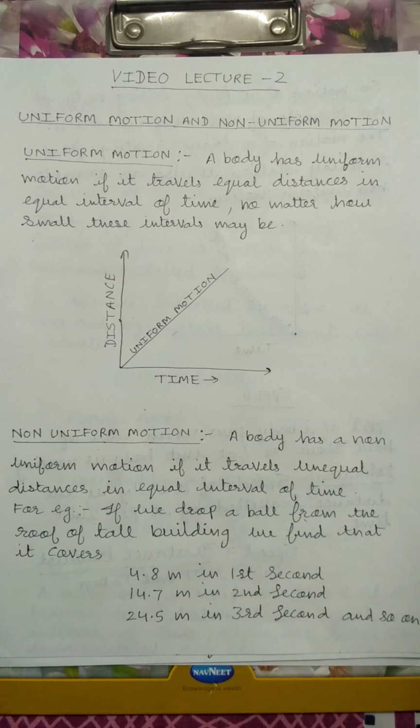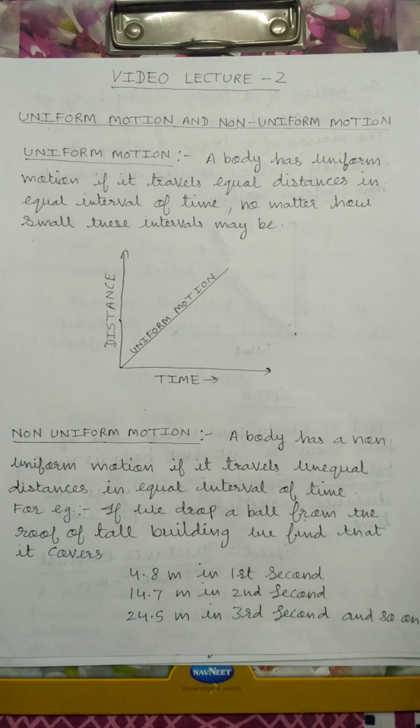So a body has uniform motion if it travels equal distances in equal intervals of time, no matter how small these intervals may be. For example, suppose a body is moving at a speed of 10 meters per second. So this means that every second the body covers an equal distance of 10 meters.